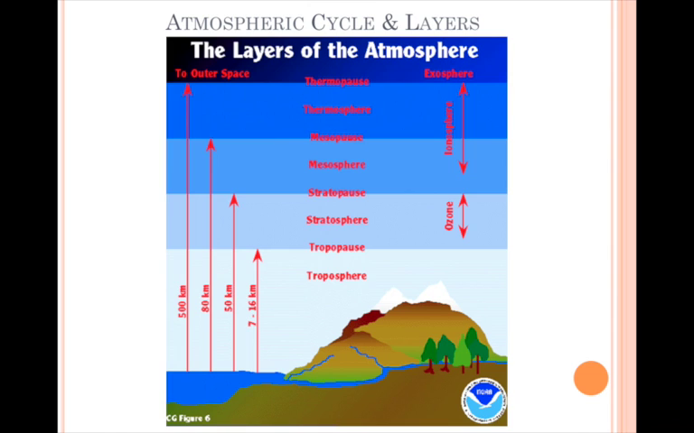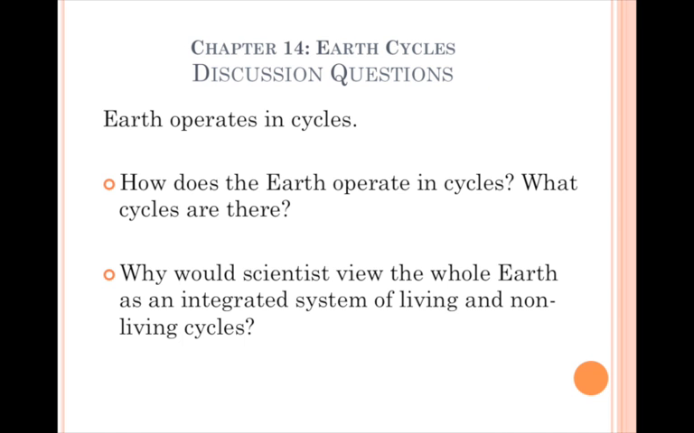Then we have the exosphere. This is the highest level, and it's extremely thin, and this is where the atmosphere merges into outer space. It is composed of very widely dispersed particles of hydrogen and helium.